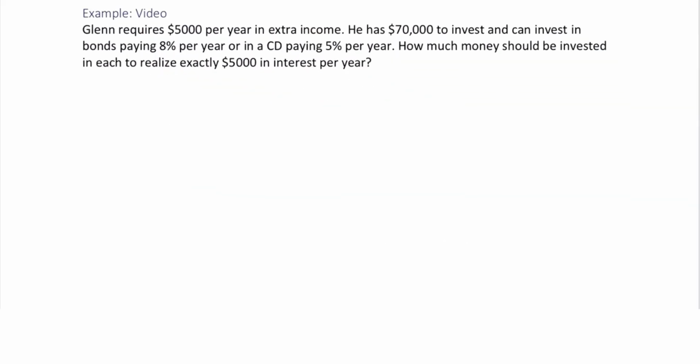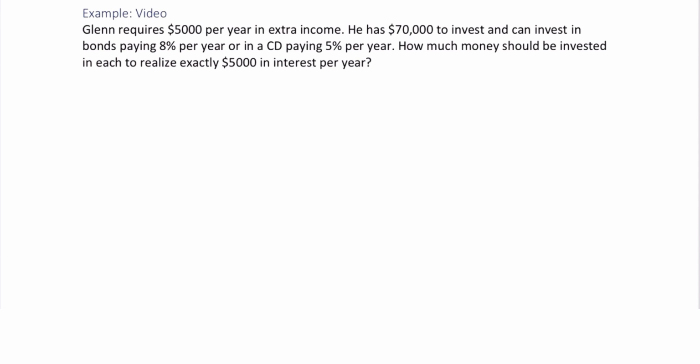In the next example, Glenn requires $5,000 per year in extra income. He has $70,000 to invest and can invest in bonds paying 8% per year or in a CD paying 5% per year. How much money should be invested in each to realize exactly $5,000 in interest per year?